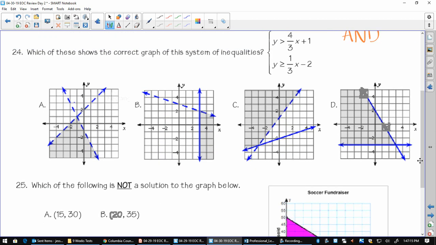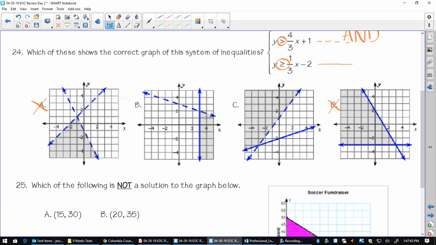All right, on 24, we're just trying to match these inequalities with the correct graphs. So again, use your answer choices. First, I would look at this and I would say, okay, I know that this line should be dotted because it doesn't have the or equal to in that inequality symbol. This line should be solid because it does have the or equal to. So I can automatically eliminate answer choices A and D. A has 2 dotted lines, so that doesn't match. D has 2 solid lines, so that doesn't match.